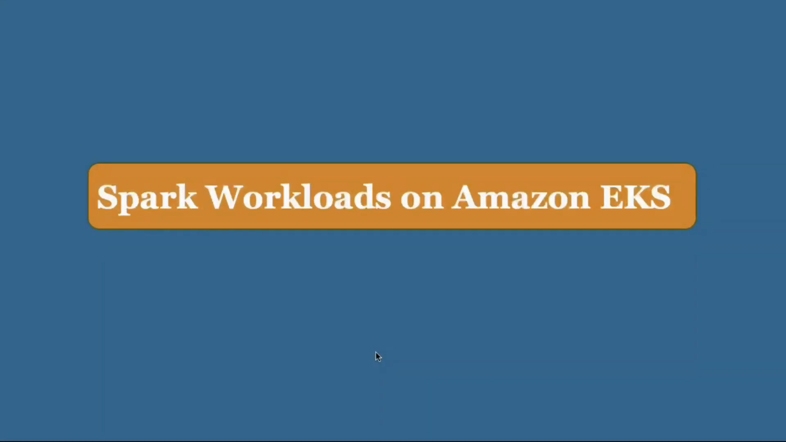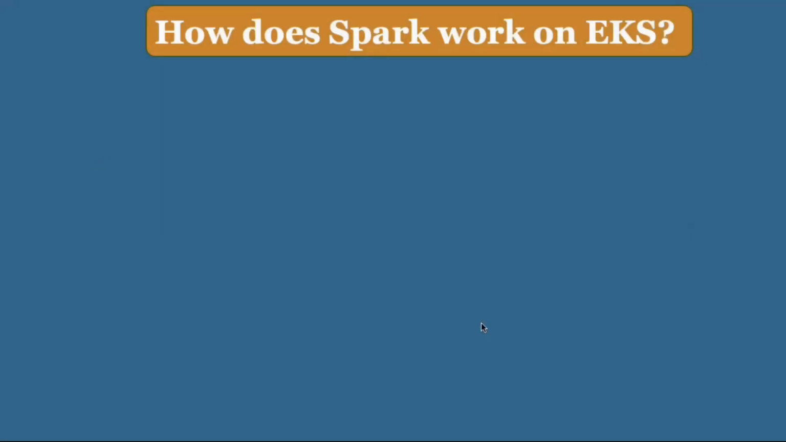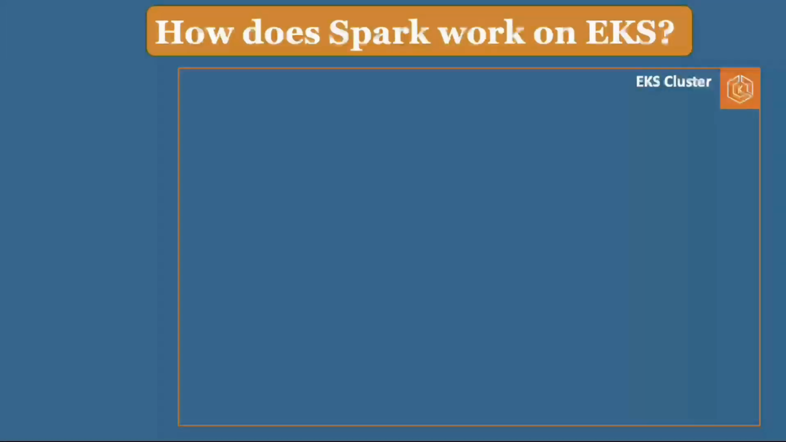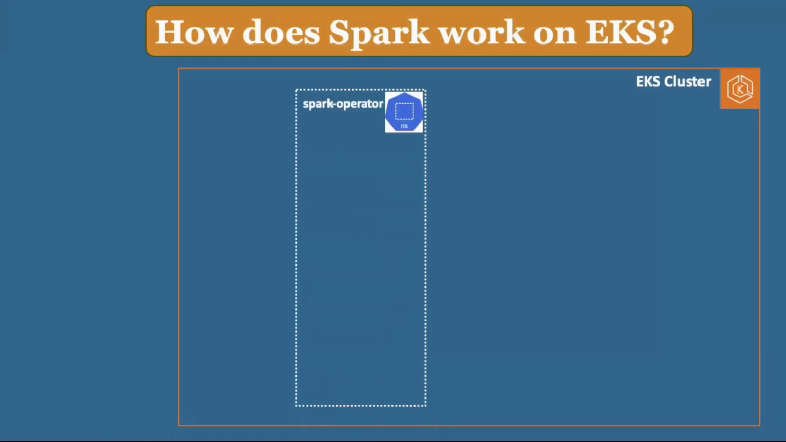In this section, let us go deep dive into running Spark workloads on Kubernetes or Amazon EKS in general. Let's get started. So how does Spark work on Kubernetes? Let us say we have an EKS cluster and we have created one namespace called Spark operator. This is where the Spark operator engine will be running.